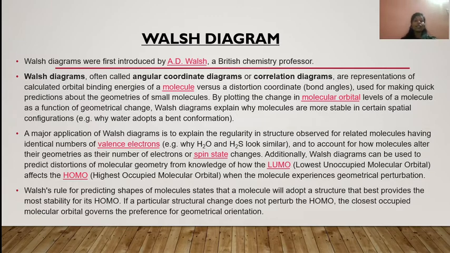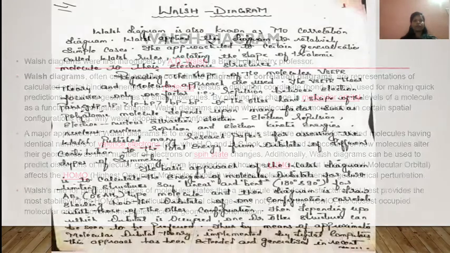One thing is left. Walsh rule for predicting the shape of a molecule states that a molecule will adopt a structure that best provides the most stability for its HOMO. If a particular structural change does not perturb the HOMO, the closest occupied molecular orbital governs the preference for geometrical orientation. It will be explained on the next page.